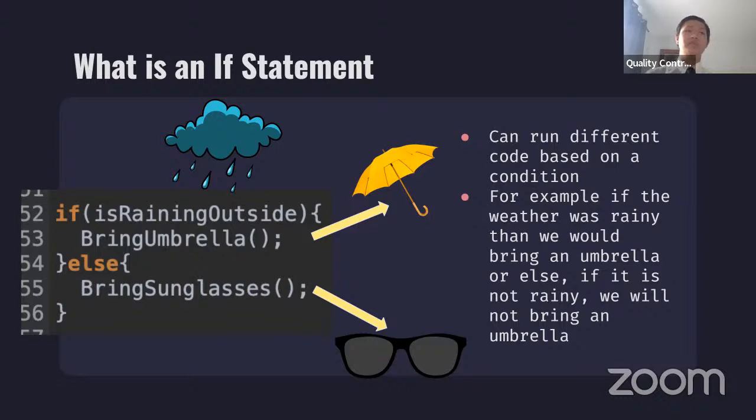For example, if the weather is rainy, we would bring an umbrella, or else if it's not rainy, we would not bring an umbrella, as can be demonstrated by this code. If it is raining outside equates to true, which is it is raining outside, then bring an umbrella. Otherwise, bring some sunglasses.